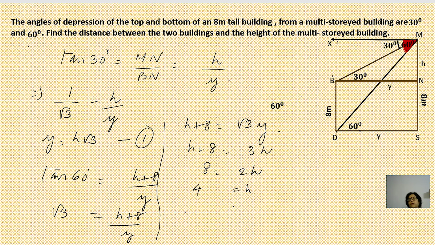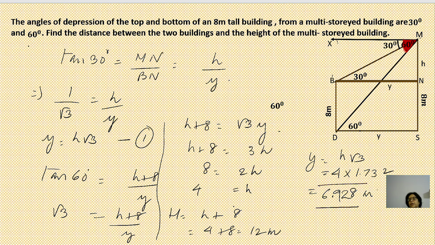So the height of the multi-storied building will be H plus 8, so 4 plus 8, that is 12 meters. And the distance between the two buildings Y is H root 3. H is 4 over here, so Y is equal to 4 into 1.732. So we get 6.928 meters. So the distance between the two buildings is 6.928 meters and the height of the tower is 12 meters. So these were the two solutions that were required.